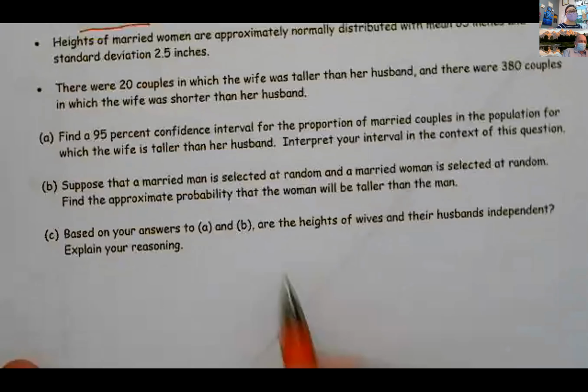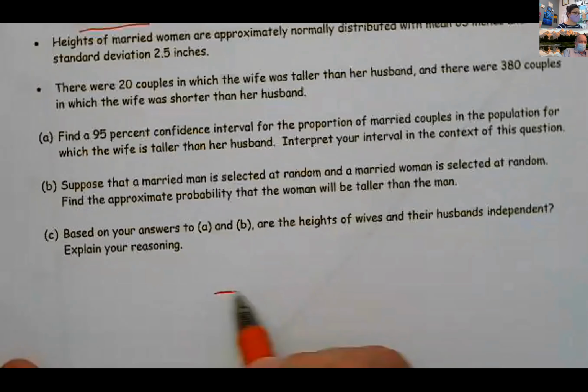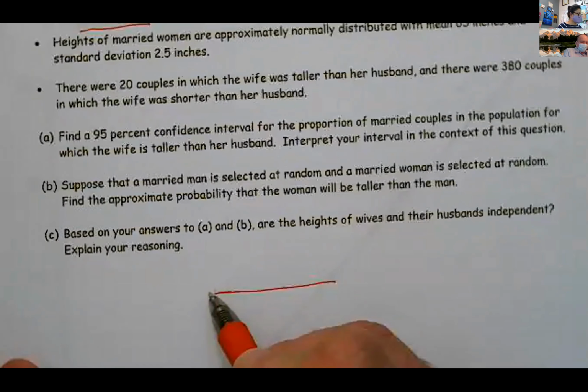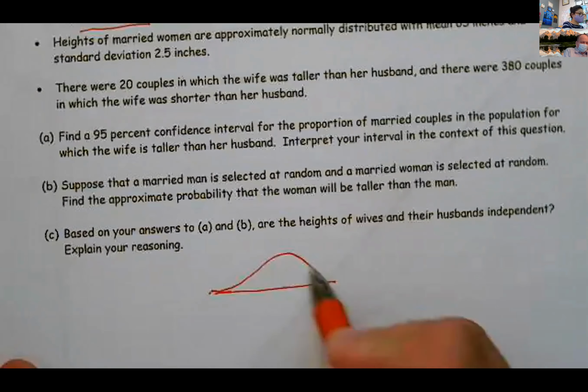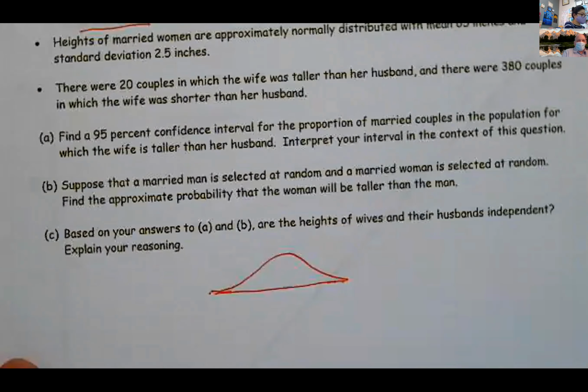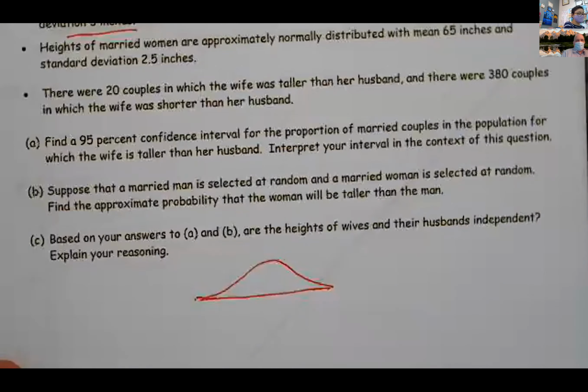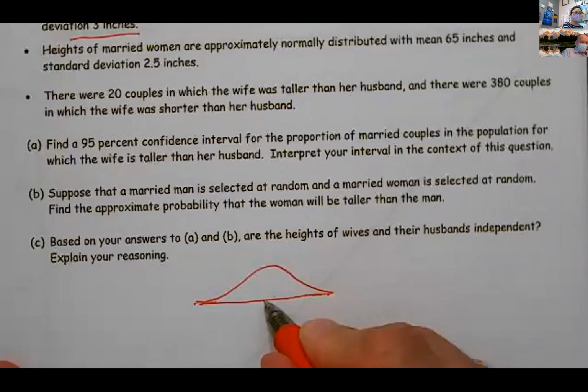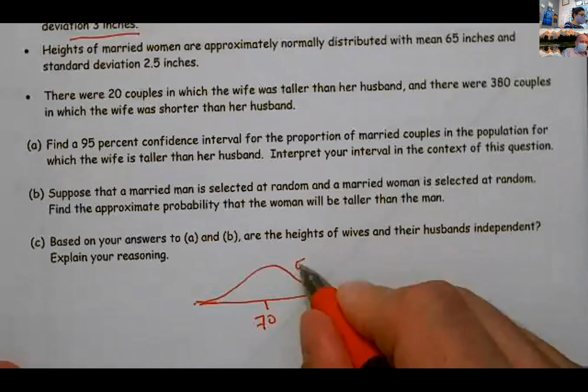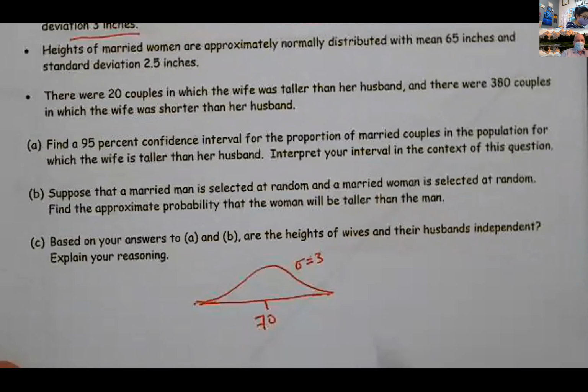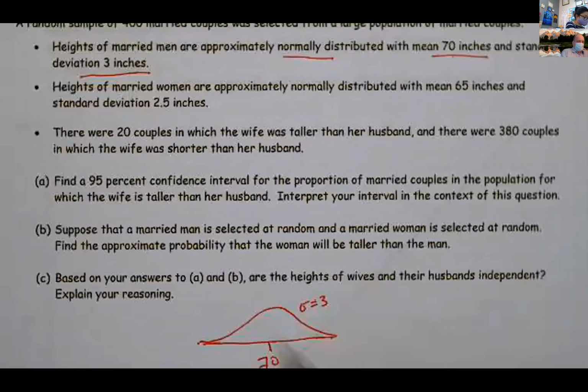And as usual, I like to draw a picture, and I'm going to draw it down, not where I need it, but nonetheless, I'm going to draw it just to remind you guys that when they give us something like that, we probably should be drawing it. Even if we don't need it right away, we probably will need it at some point. So we have mean of 70, standard deviation equal to 3. And this is for the men.